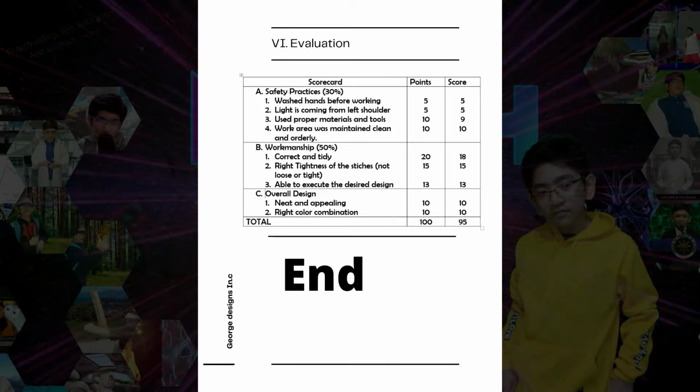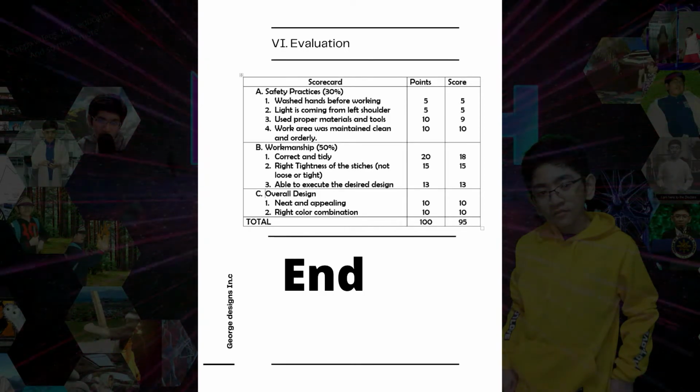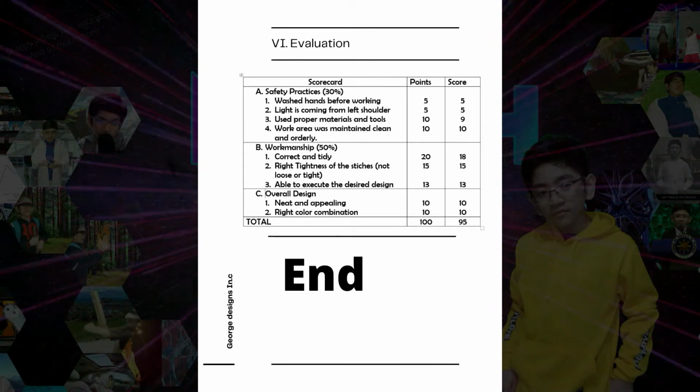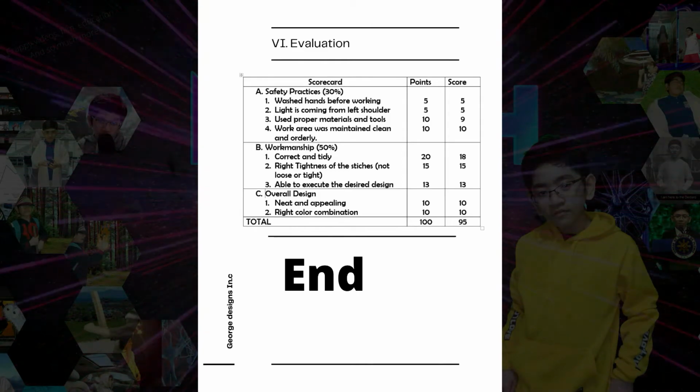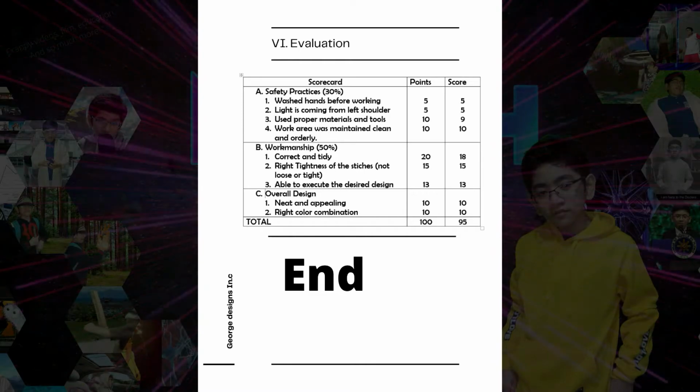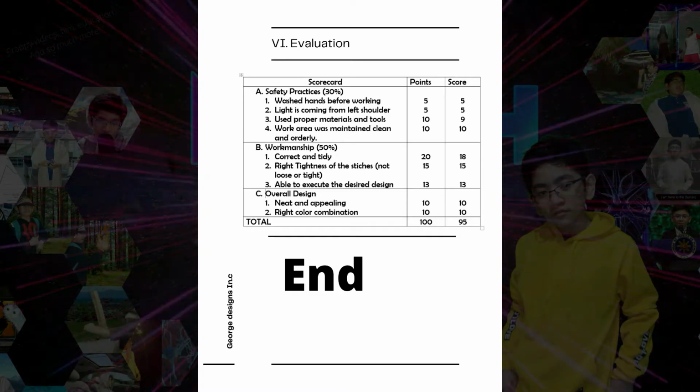Number 2, light is coming from the left shoulder. I did that also. That's why I get 5 points. 3. Use proper materials and tools. I had to improvise a little bit, so I did 9. Number 4. Work area was maintained clean and orderly. Yes, it should be. So 10 points.